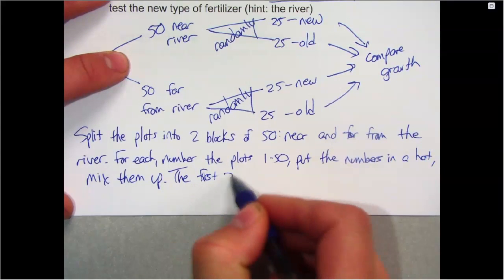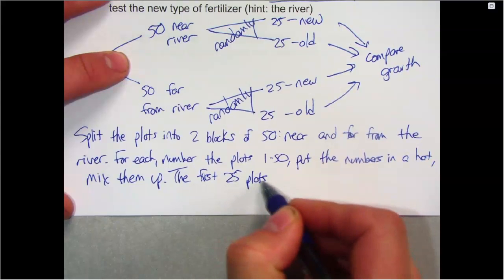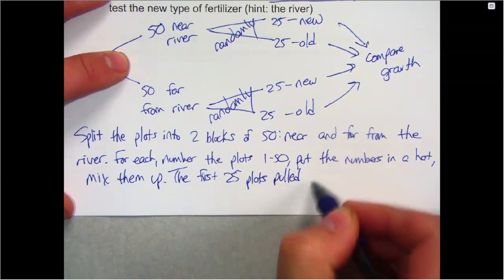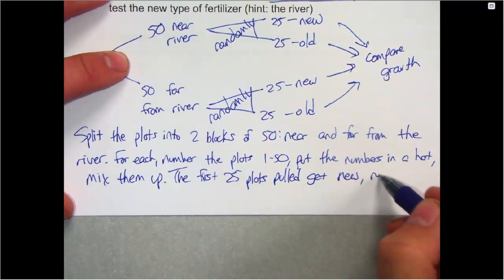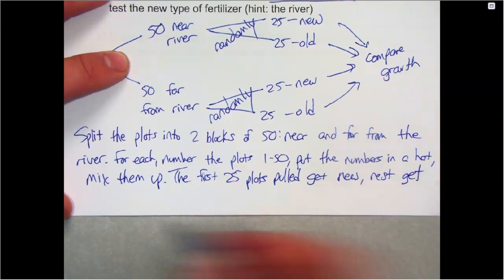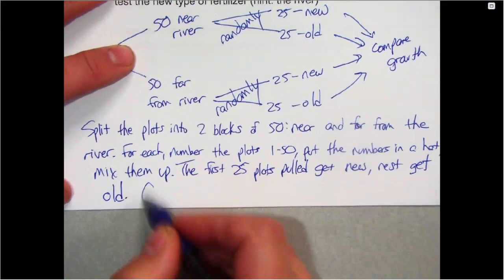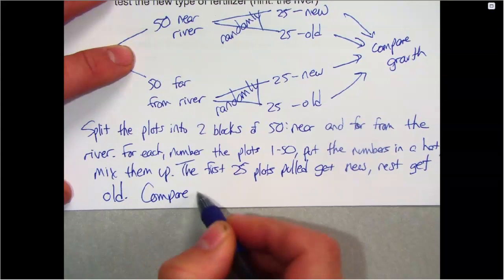First 25 plots pulled get the new fertilizer, the rest get the old, and we compare growth at the end.